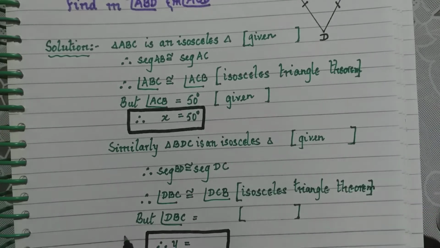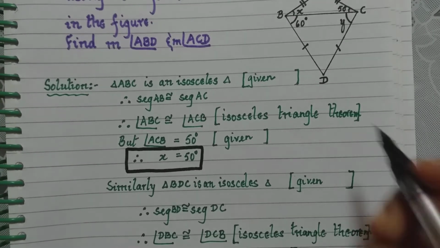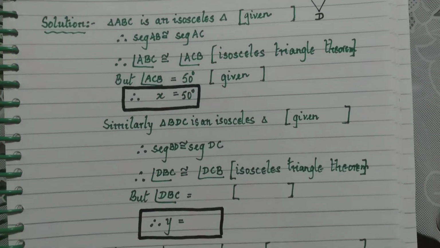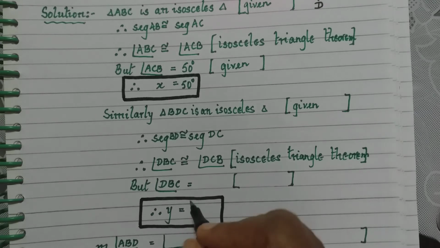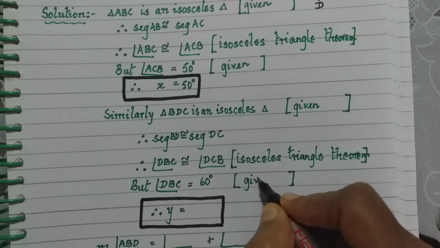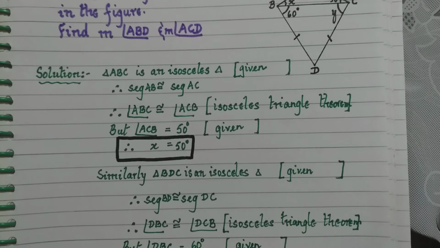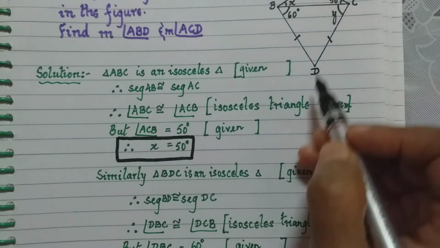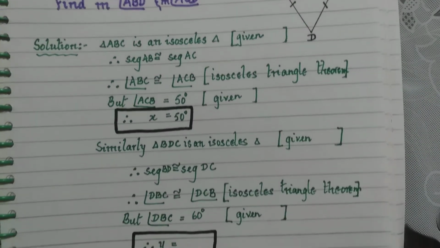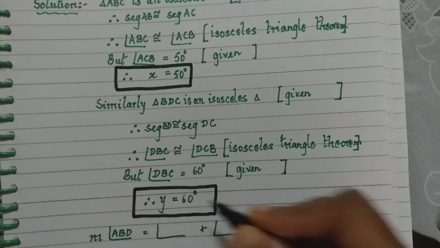But angle DBC equal to, look at the figure now. Angle DBC is equal to 60 degrees. So we write here, but angle DBC equal to 60 degrees. That was given. Therefore, y equal to, so the other angle there, this is 60 degrees. The other angle which is DCB is y. So, y also will be 60 degrees. So, we write here, therefore, y is equal to 60 degrees.